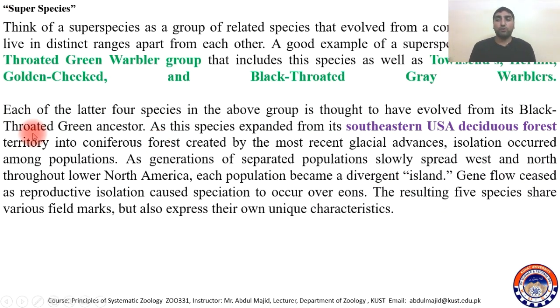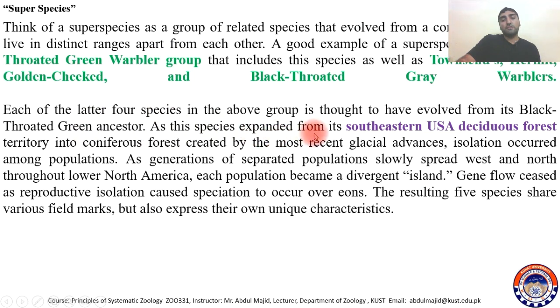Another very good example of a superspecies is from the black-throated green warblers. Scientists considered these black-throated green warblers as the parents or the main population for these four populations: Townsend's warblers, hermit warblers, golden-cheeked warblers, and black-throated gray warblers. All these four populations belong to this parent, the black-throated green warbler. Scientists believe that they descended from these common ancestors.